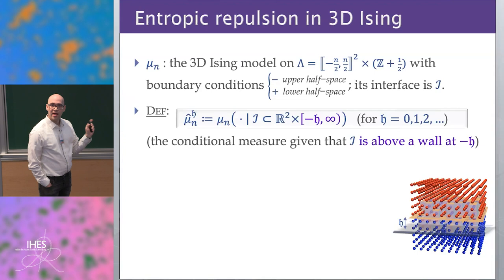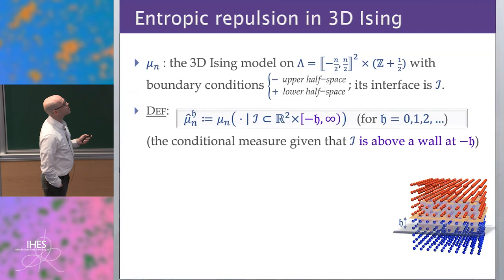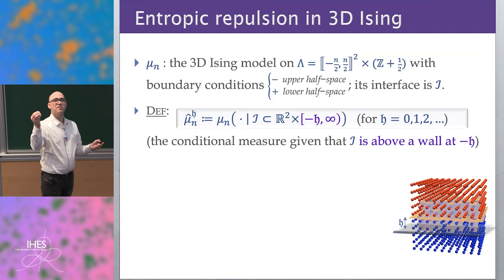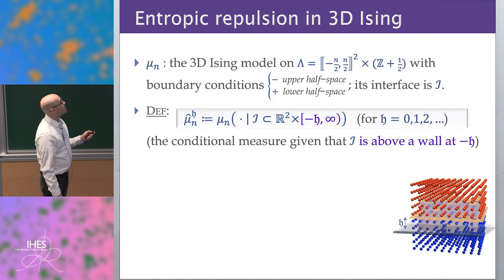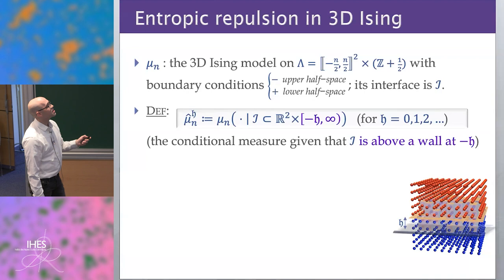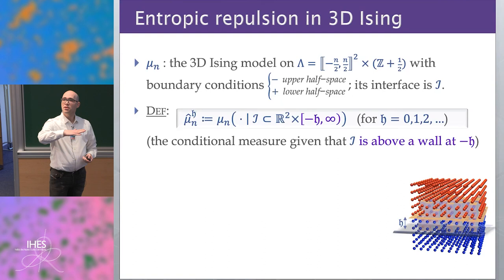So the question that we are interested in, formally. We're in the 3D Ising model with the Dobrushin boundary conditions, the classical ones, half minus, half plus, and we are going to look at the conditional measure. Every such Ising configuration induces an interface, one interface, so we have an induced measure on interfaces. Now we can condition that the interface does not go below height minus h. You can take h to be 0, 1, 2, whatever you want. This is this mu hat with a little h, to be thought of as the conditional measure given that there's a hard wall at minus h for the interface.